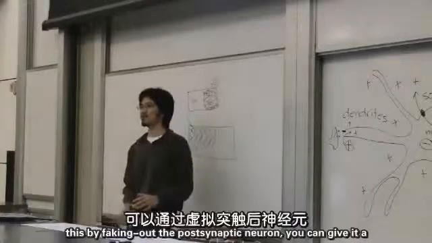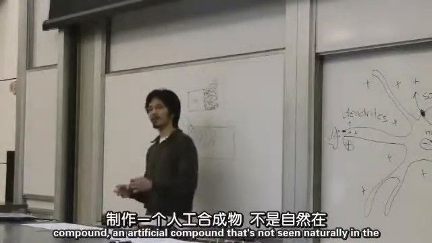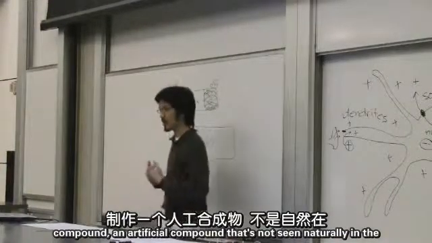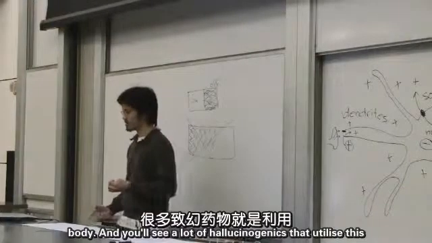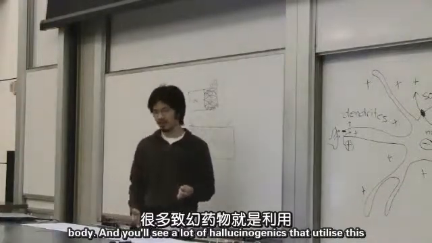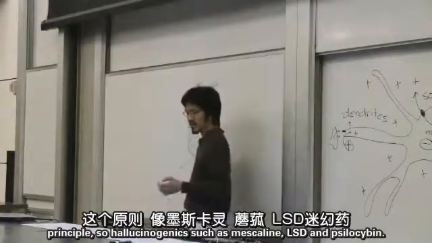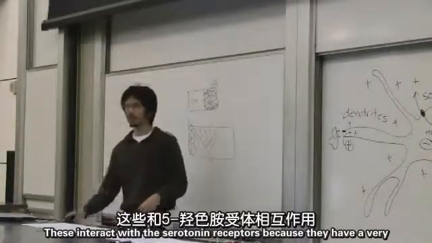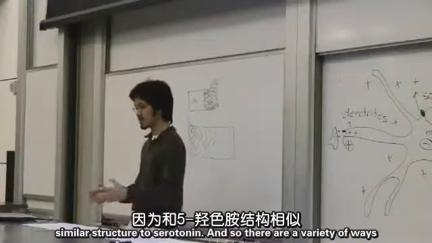Sometimes you can do this by faking out the postsynaptic neuron. You can give it an artificial compound that's not seen naturally in the body, that closely resembles something that is seen naturally in the body. You'll see a lot of hallucinogenics that utilize this principle. Hallucinogenics such as mescaline, LSD, and psilocybin interact with the serotonin receptors because they have very similar structure to serotonin.